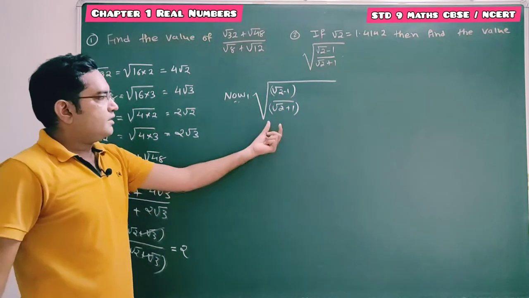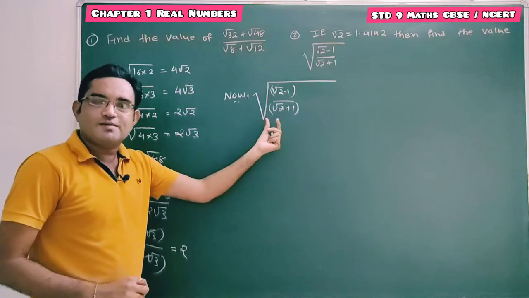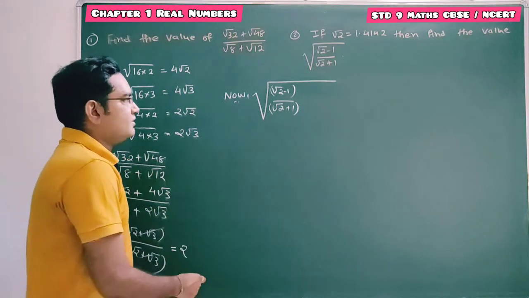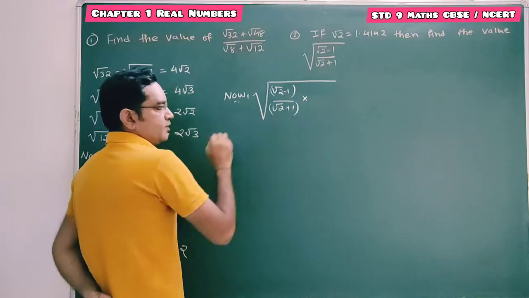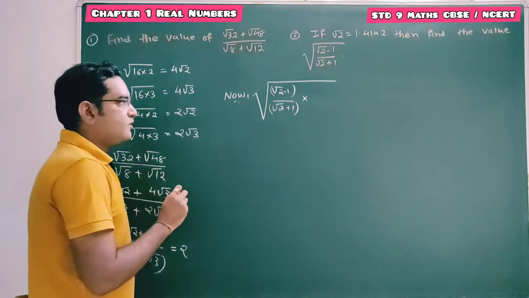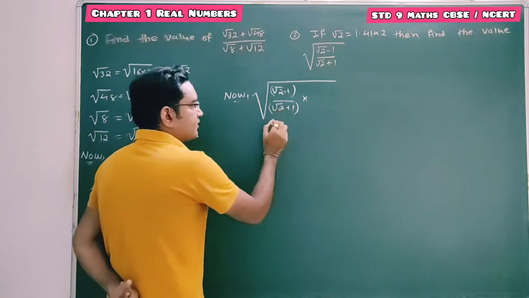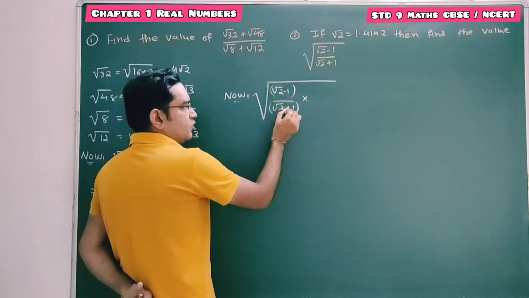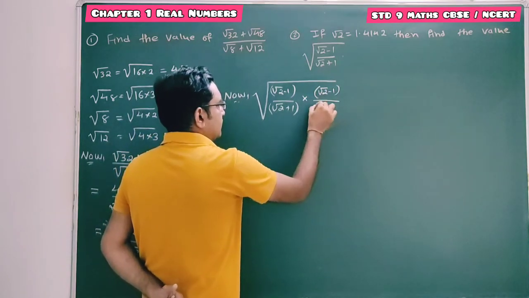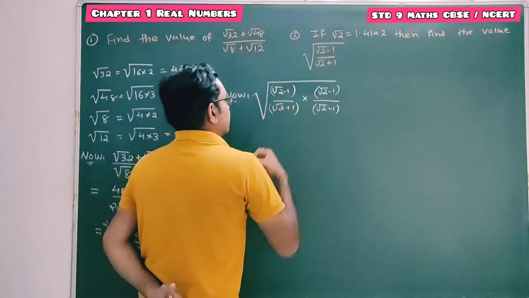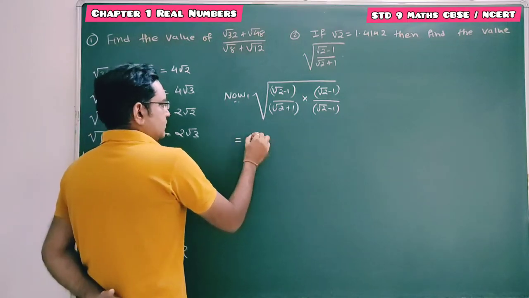So here we can say that an irrational number is there in the denominator. Whenever the denominator is an irrational number, we have to perform rationalization. So here we have to multiply this expression with the rationalization factor of this denominator. So what is the rationalization factor of this denominator? Root 2 plus 1 has a plus sign, and for the rationalization factor we have to change the sign. So it's root 2 minus 1. So the rationalization factor is root 2 minus 1 upon root 2 minus 1. Is it clear? Yes.